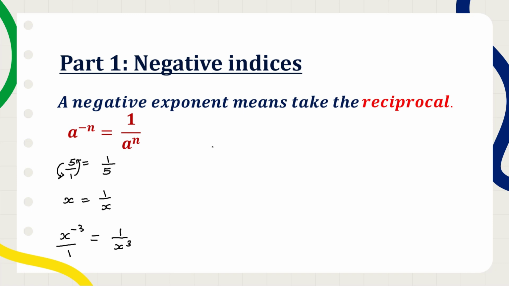Then what if the base is already in the denominator? Suppose you have 1 over x to the power of negative 4. Notice that here x is in the denominator and it is to the power of negative 4. Since the base is already in the denominator, take the reciprocal, then move it to the numerator. It will be x to the power of 4. Why does the exponent become positive? Because the negative sign is only a signal to move the base across the fraction bar. Once the base has moved, the negative sign has already done its job, so it is no longer needed.